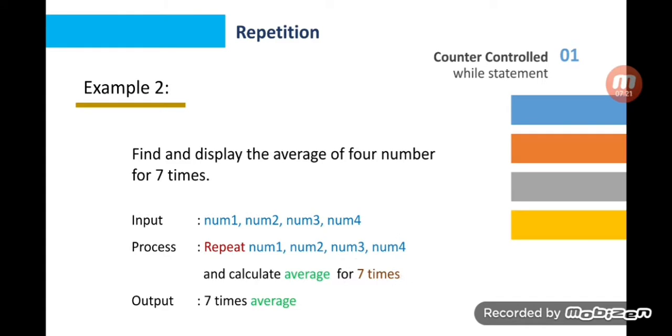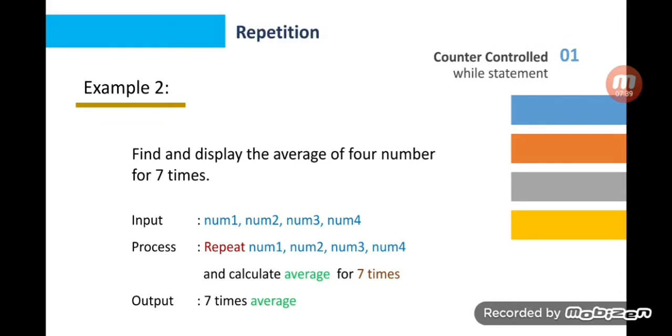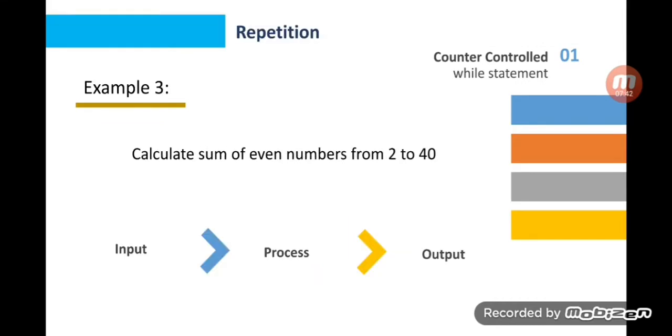7 times. Okay, so output kita ialah 7 times of average of number 1, number 2, number 3 and number 4. Okay, awak boleh tulis 7 times average sajalah. Okay, then example 3. Okay, still in the counter control.